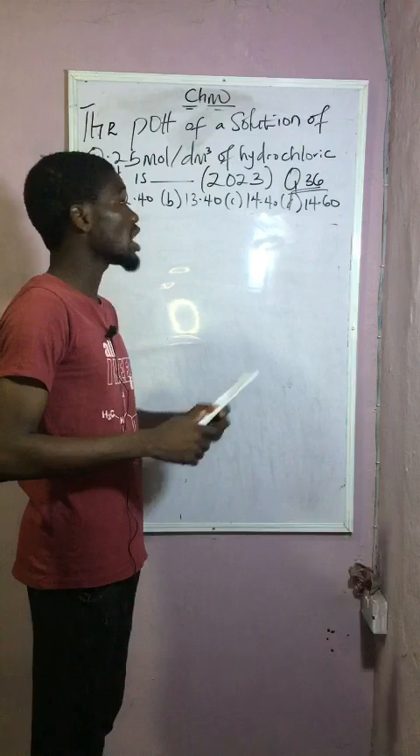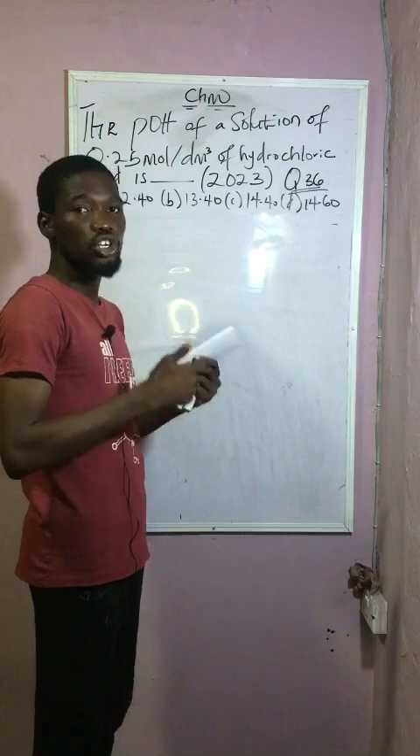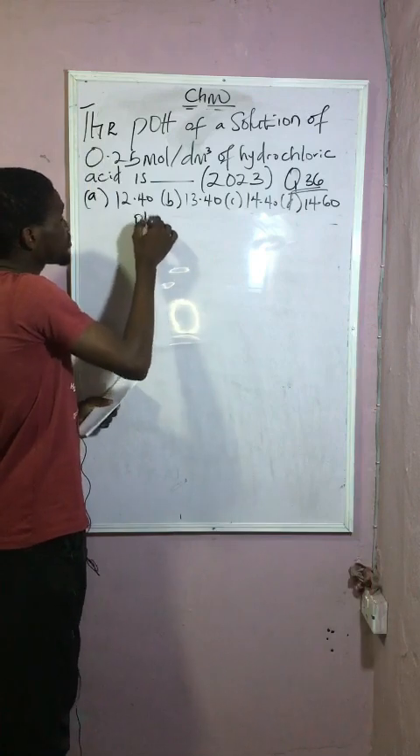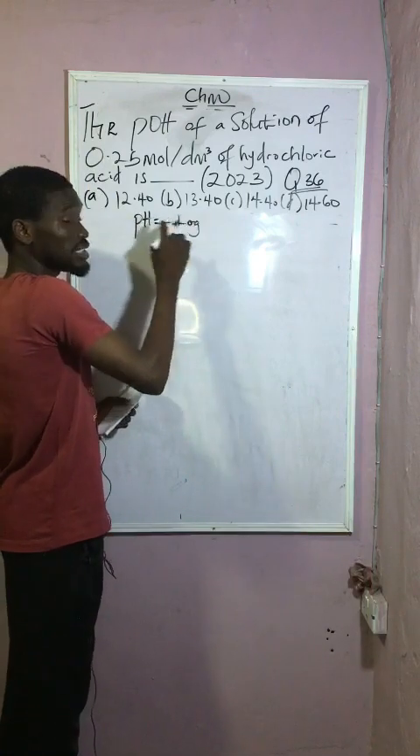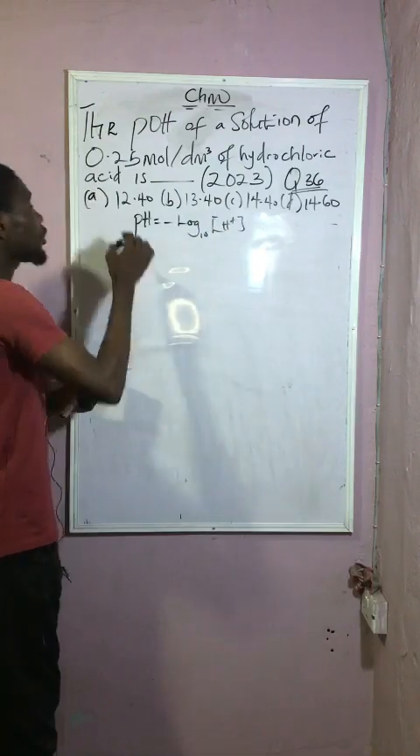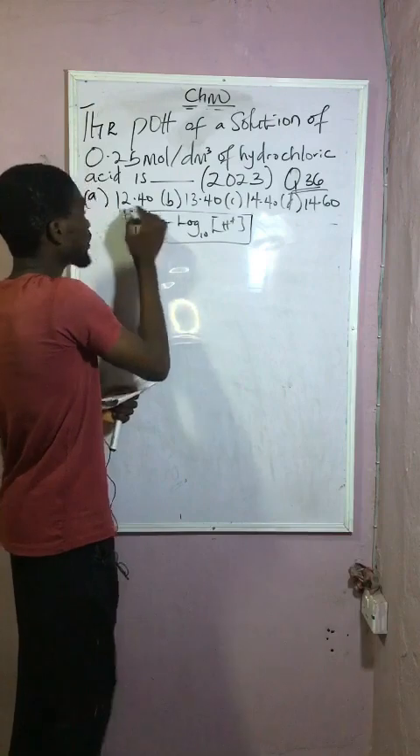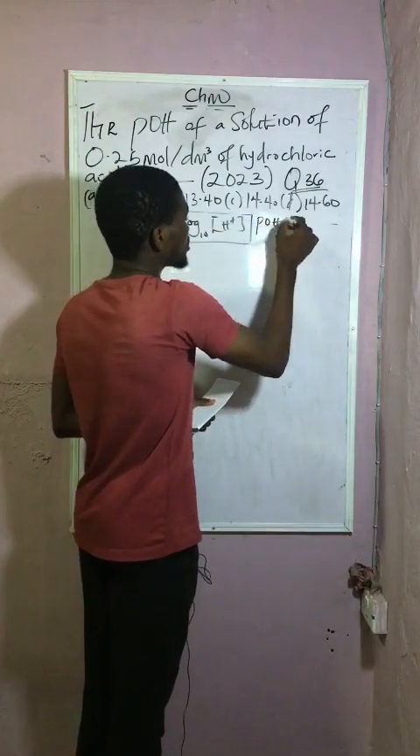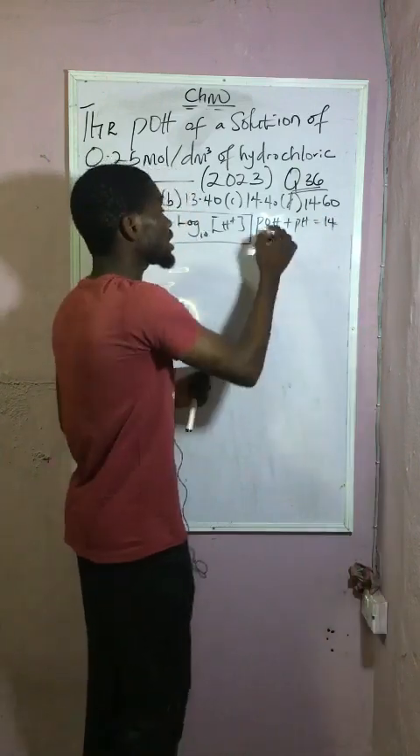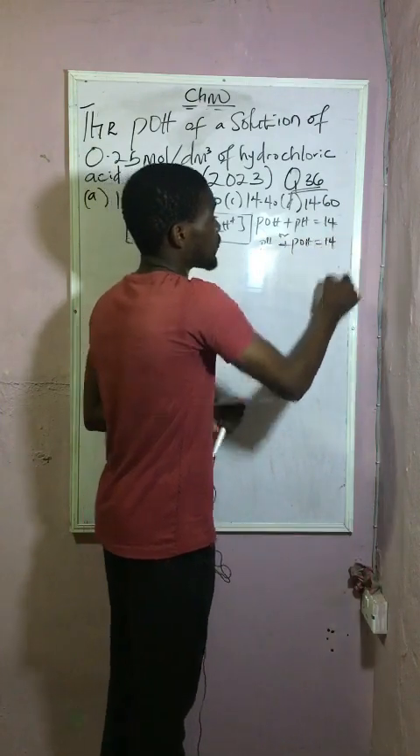Number 36. And before we go into that, what is pH? pH can be defined as the negative logarithm to base 10 of hydrogen ion concentration. So with that, you can say pH equals minus the logarithm to base 10 of the hydrogen ion concentration. And mind you, we are asked to look for pOH, and the formula for that is pOH plus pH is equal to 14. In some cases, you can have it as pH plus pOH is equal to 14. Are you with me now?